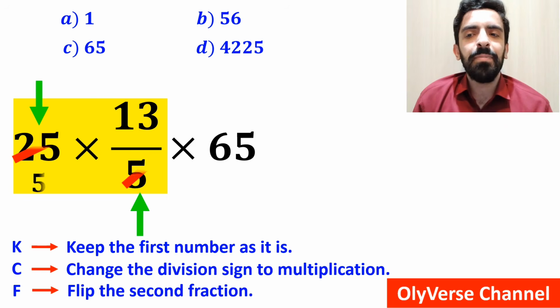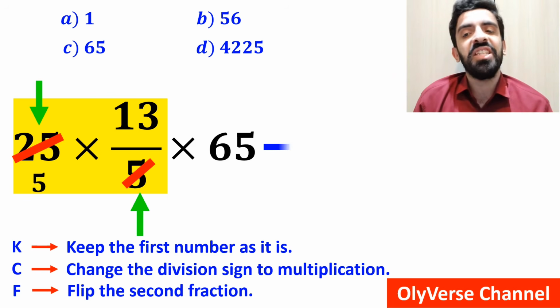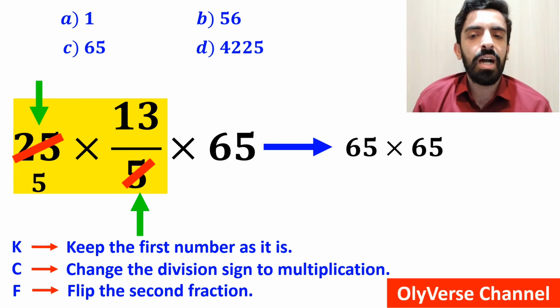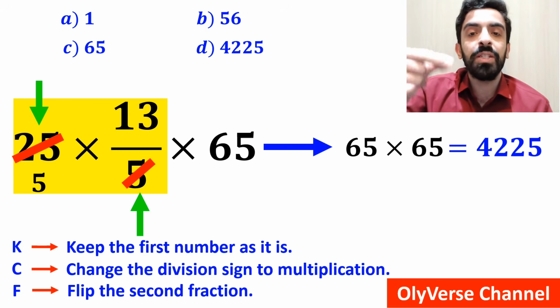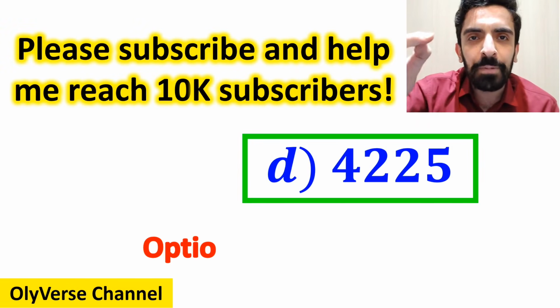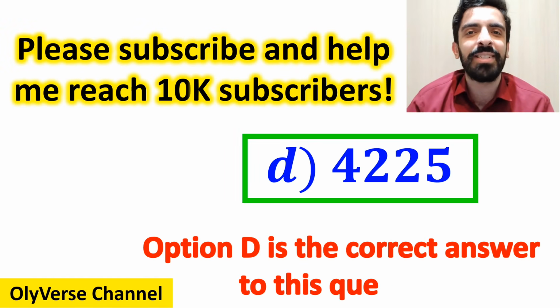Now, we can easily simplify the number 25 with the 5 in the denominator, and instead of this expression, we can write 65 multiplied by 65, which finally gives us the answer 4,225. That's great. Option D is the correct answer to this question.